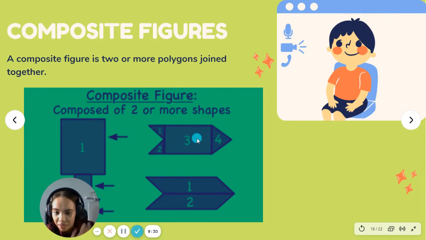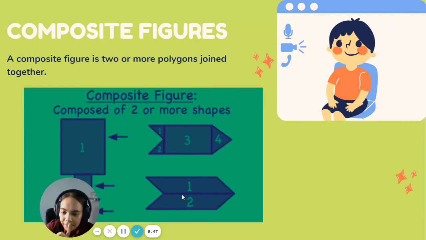So number 3 is a rectangle. Number 4, we know, it's an equilateral triangle. And number 1 and 2, those are right-angled triangles. Okay. This big long arrow at the bottom, we know that number 1 and number 2, those two are parallelograms, and they've been joined together to make one shape.